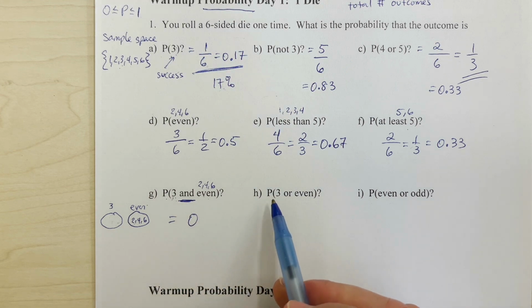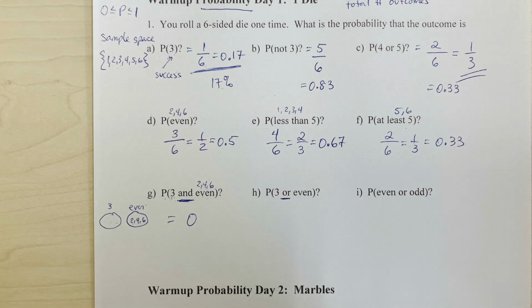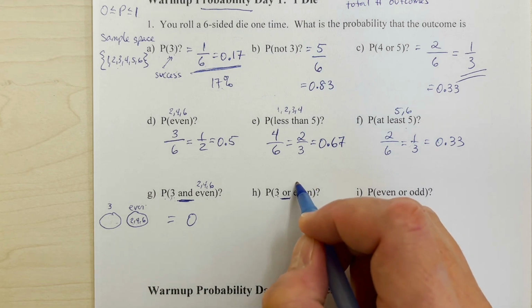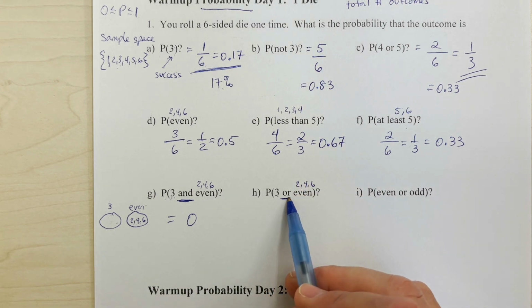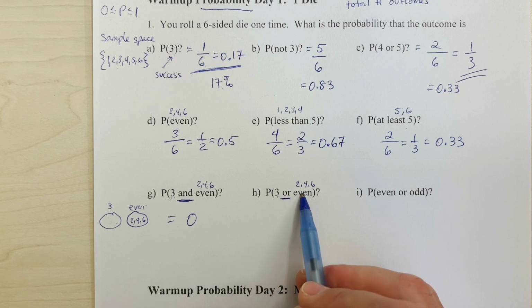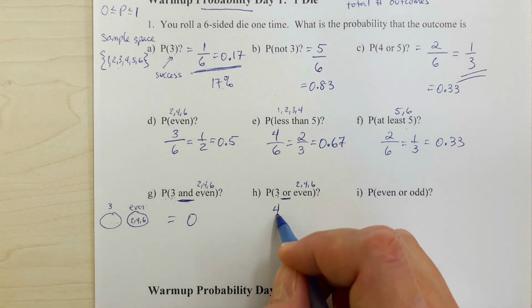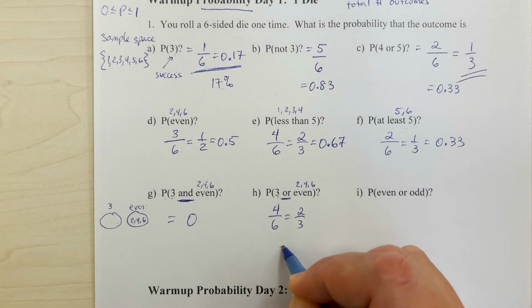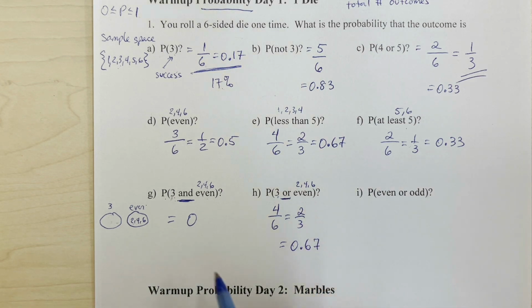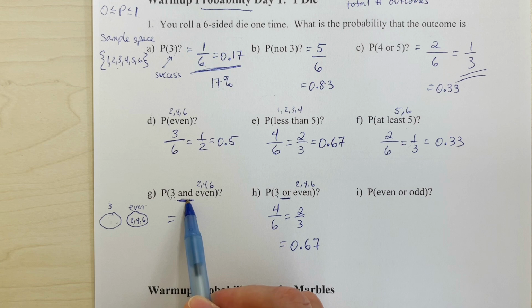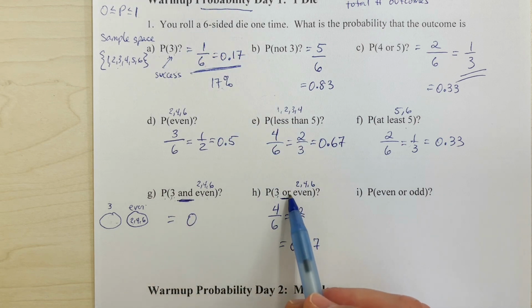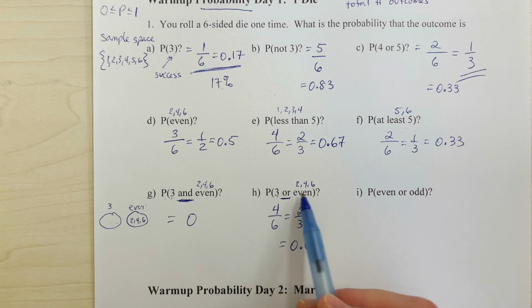If I change it just a little bit to where the word is now or, the probability that I get a 3 or an even number. Now, or means that it could be this, and that would be a success, or it could be this, and that would be a success. So how many ways could I be successful? Well, there's 4. 4 values will make this work out of 6, which is 2/3, or 0.67. The word and means they both have to happen at the same time. The word or means either this one or these can work, and we count them.